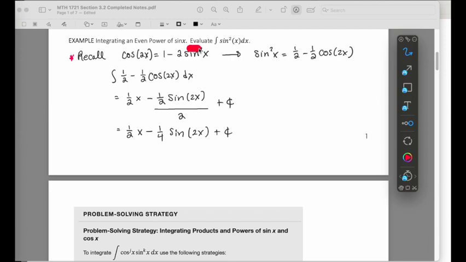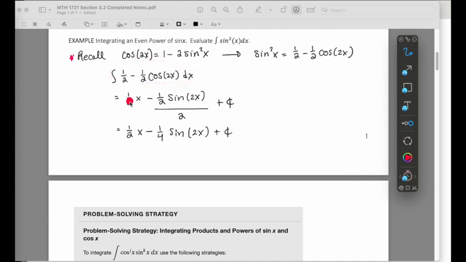Now for this example, we're going to evaluate the integral of sine squared x dx. We are going to have to go back for this one and recall a double angle formula for cosine, and we're going to rearrange it for sine squared. So we're going to substitute this in for sine squared. So I'm going to rewrite the integral of sine squared x dx as the integral of 1/2 minus 1/2 cosine 2x dx. Now this from here makes it much easier to integrate.